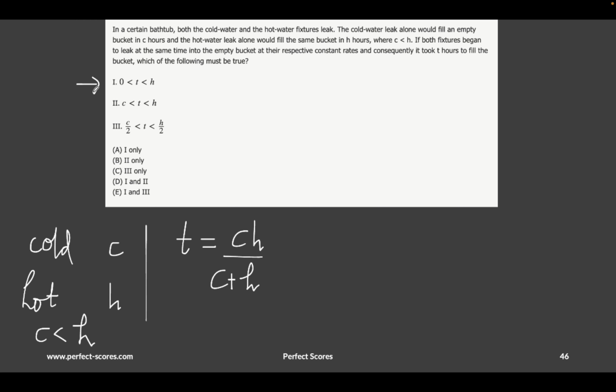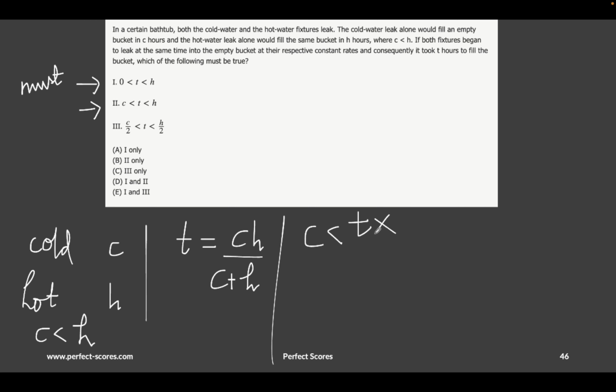So the first one says the time it takes to fill with the hot water is greater than the total number of hours. Well, this must be true, because the amount of time it takes for just the hot water leak has to be greater than the total amount of time it takes for both the leaks, because both the leaks have to be faster than just the hot water leak. So that must be true, right? Now let's look at this one. This one says the time it takes for the cold water leak is less than the time it takes for the tap total, both of them leaking.